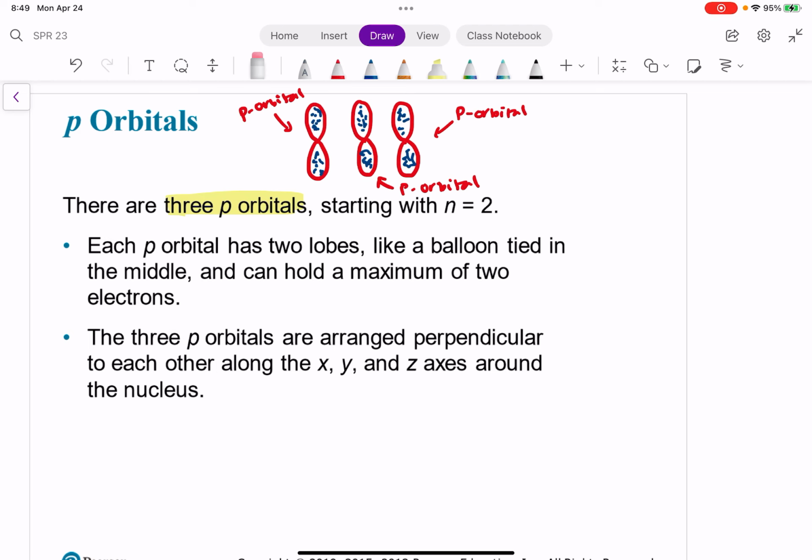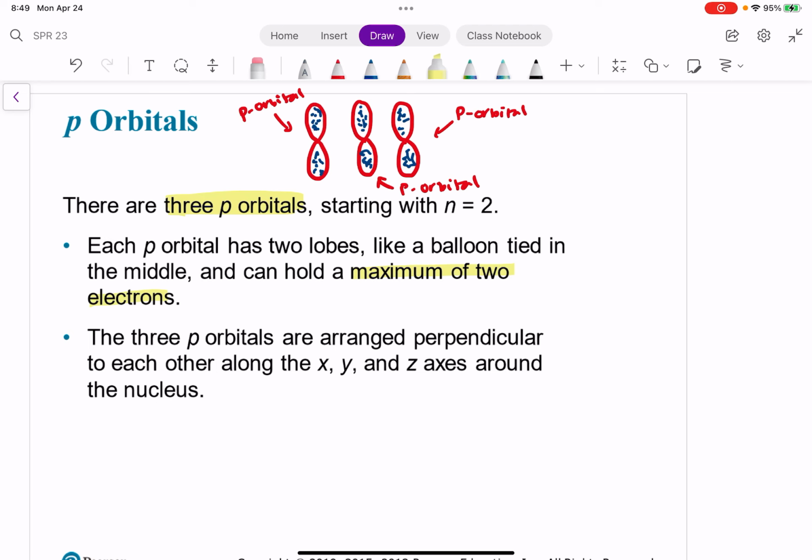Each p orbital can hold a maximum of 2 electrons. And s orbitals can also only hold a maximum of 2 electrons. In fact, every orbital can only hold a max of 2 electrons. I kind of wish they didn't put that in this specific slide, but that's okay.